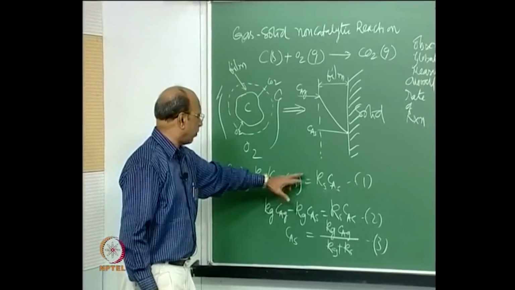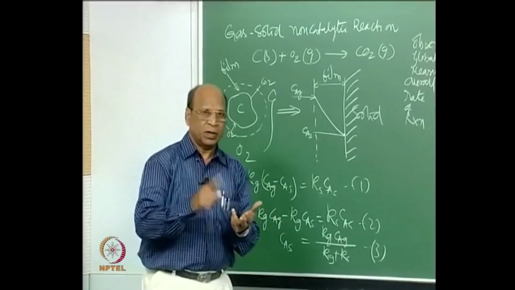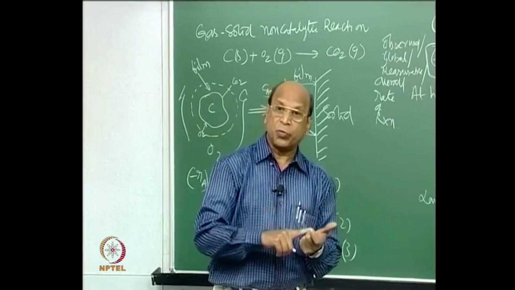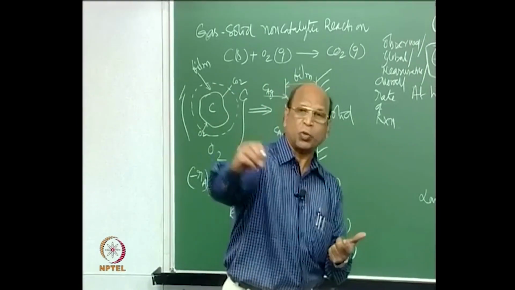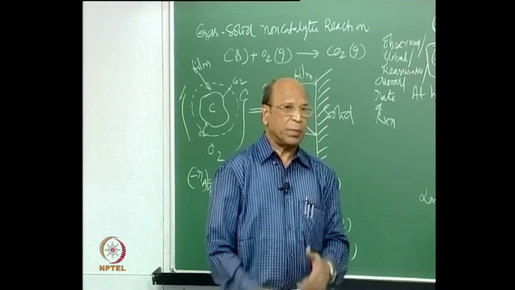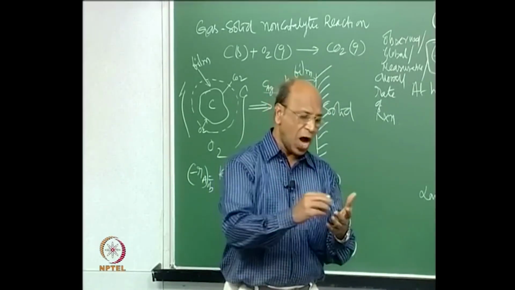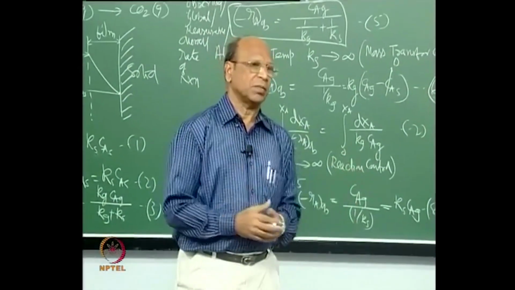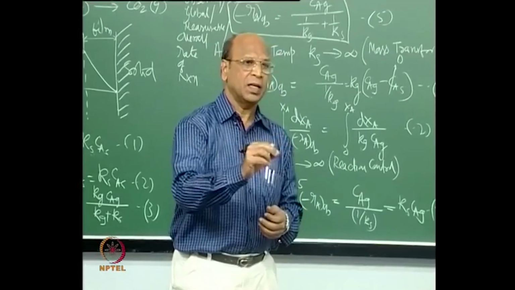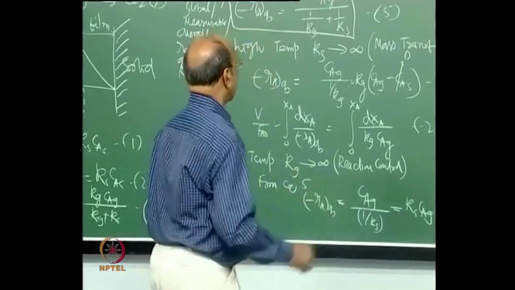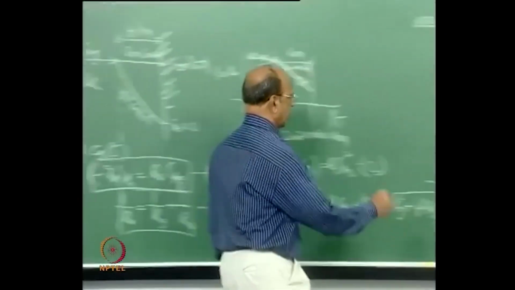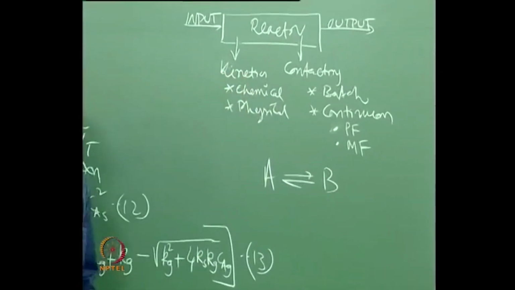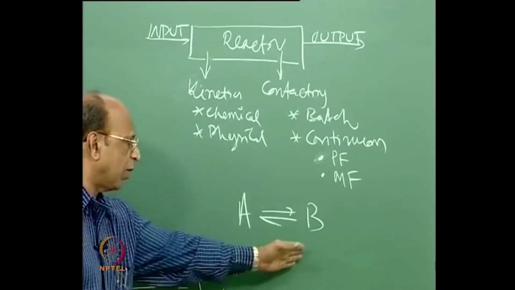In the last class we wrote mass transfer from bulk to the surface, then the rate of reaction, then diffusion of oxygen and CO2 back. But because it is an irreversible reaction, oxygen coming through the film will not affect my rate of reaction. If it is a reversible reaction, it depends on the product concentration also. So here, minus r_A equals k_1.